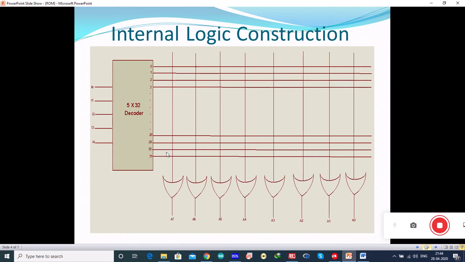In general, a 2^m by n ROM will have an internal m by 2^m decoder and n number of OR gates. That is, each OR gate has 2^m inputs which are connected to each of the outputs of the decoder.